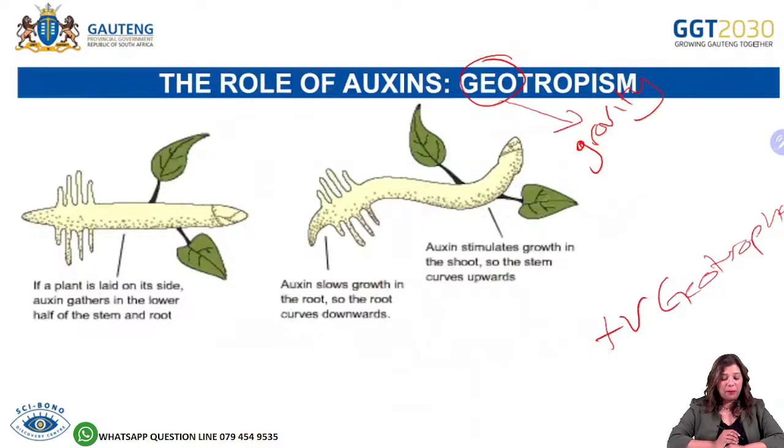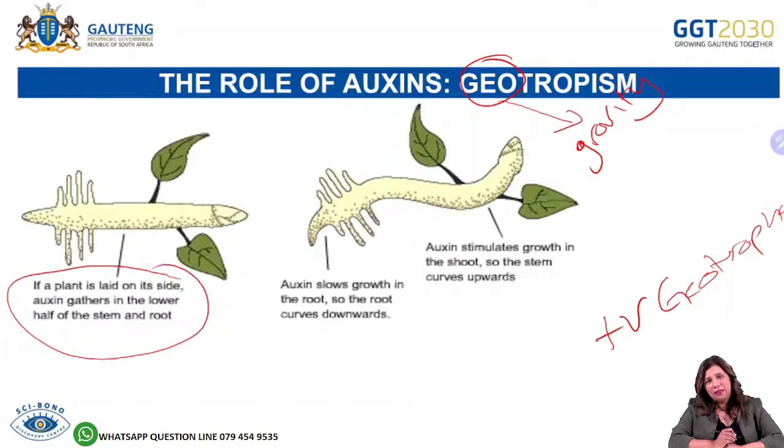Here we have a plant laid down on its side. I'm reading this part here: if a plant is laid down on its side, oxygen gathers in the lower half of the stem and the root. Why would the plant lay down on its side? Sometimes erosion occurs, or there could be rocks in the way, but the plant ends up lying on its side. Anything can happen in nature. In any case, we ended up with a plant which is lying on its side. And why is the oxygen gathering here at the bottom?